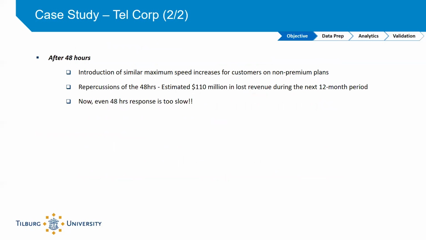After 48 hours, the damage control began, and the increase in speed was rolled out for all the customers in the organization. The final repercussion was an estimated loss of about $110 million in lost revenue during the first 12-month period.